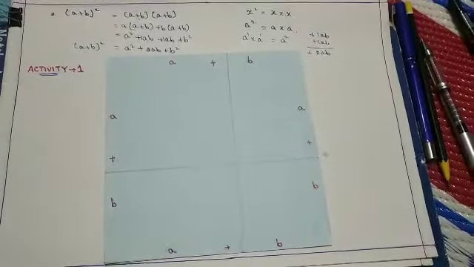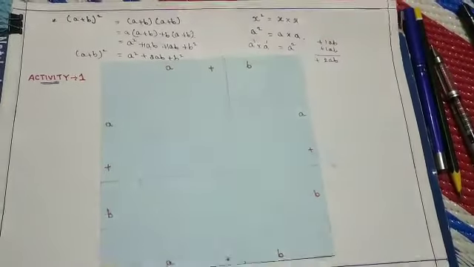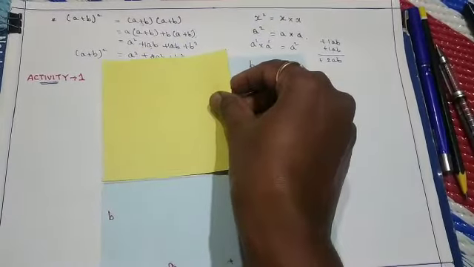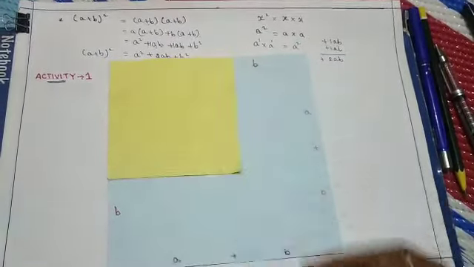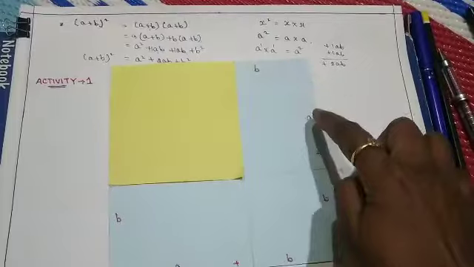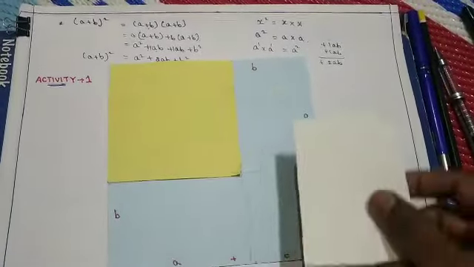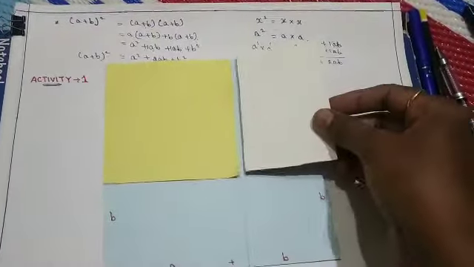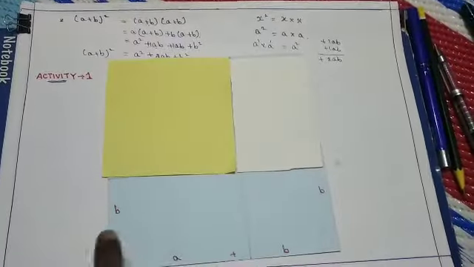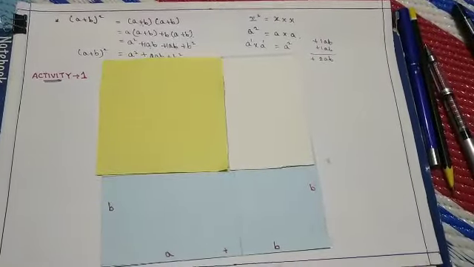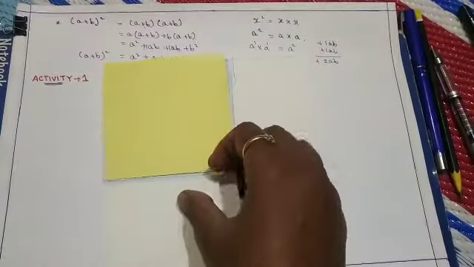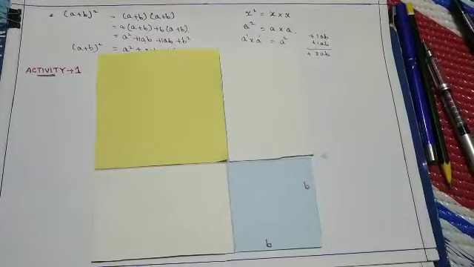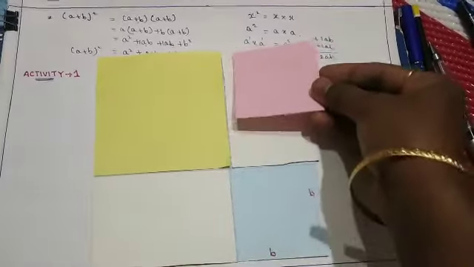So here the length of this square is taken as A. Therefore I have another square sheet whose length is A. Then here we have B and A, which is nothing but a rectangle whose length is A and breadth is B, or the length is B and the breadth is A. And here we have another rectangle whose dimensions are A and B. And here we have a square whose dimension is B. So B is nothing but the length of this.